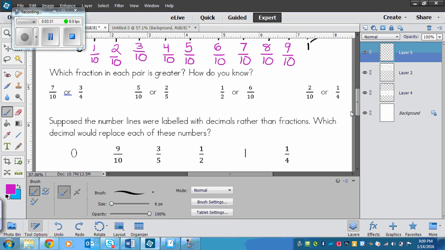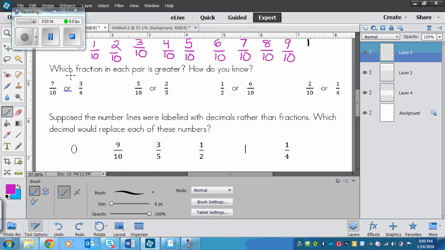Next, we're going to do a little bit of practice. So what I want you to do is figure out which fraction in each pair is greater, and how do you know? So let's do the first one together first. We are going to need to change the denominators so that they are equal. They're both one thing or the other. And I know that 4 can't go into 10, but it can go into 100. So I will make an equivalent fraction.